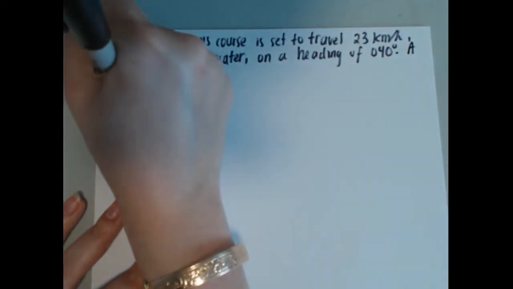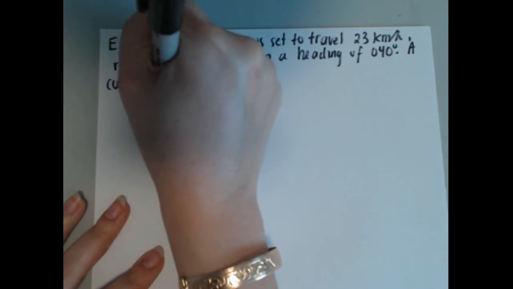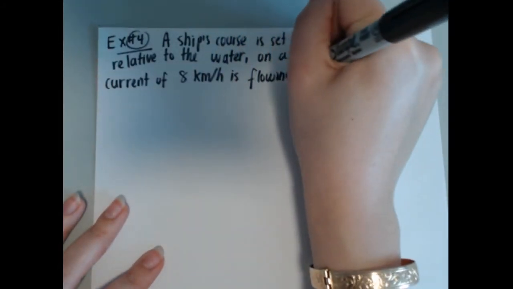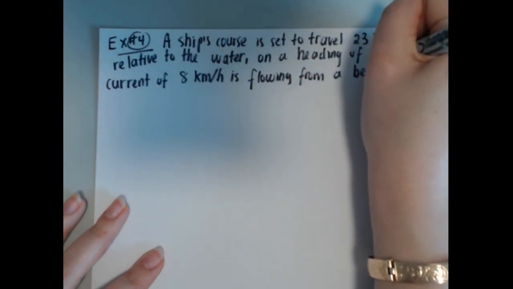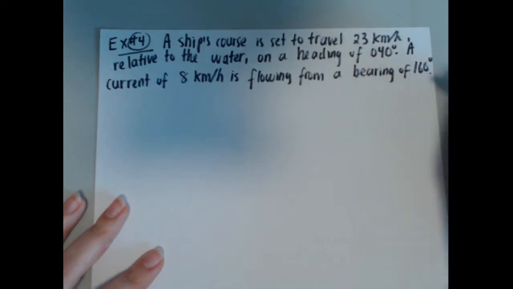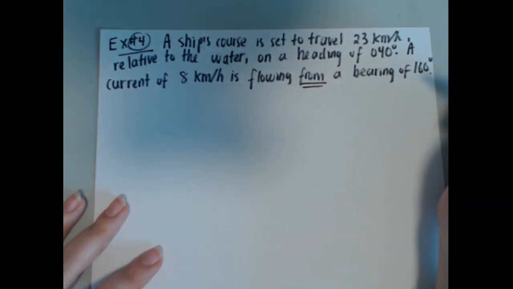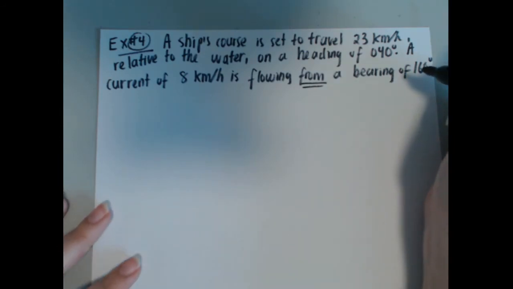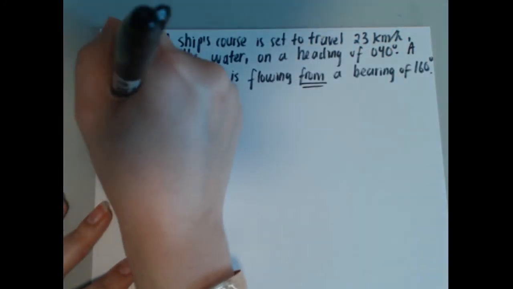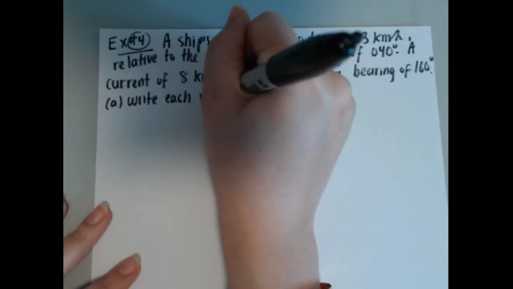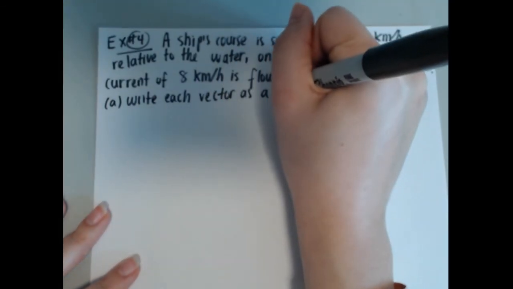A current of 8 kilometers per hour is flowing from a bearing of 160 degrees. Important, it's telling you it's flowing from this bearing, not to this bearing. Okay, I'll show you how that's different when I start sketching the picture. Okay, part A. Write each vector as a Cartesian vector.